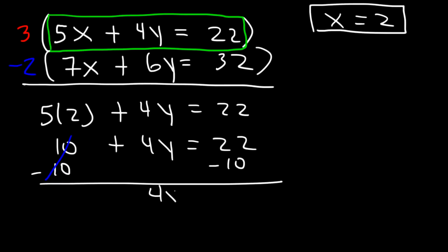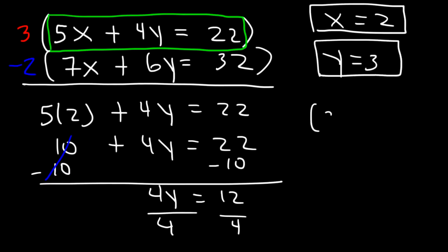22 minus 10, that's 12. And 12 divided by 4 is 3. So y is equal to 3. So the solution is (2, 3). And that's how you do it.